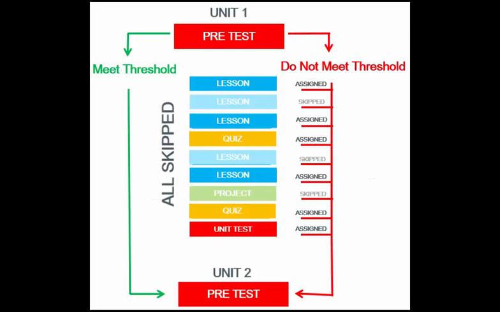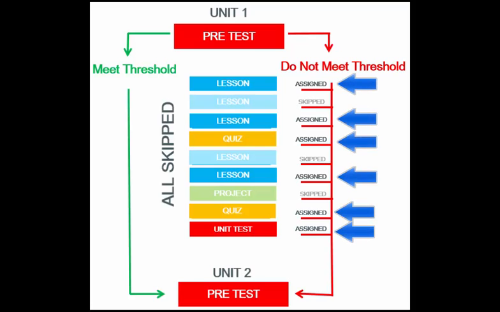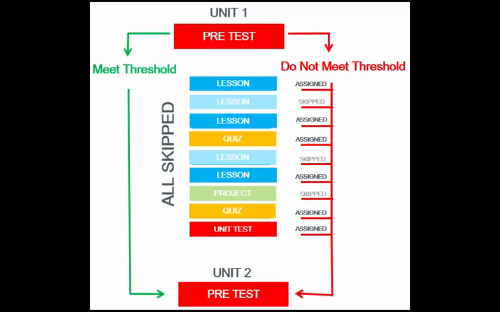When a course enrollment is made in the CRX mode with Flex, any student who does not achieve the CRX Pass Threshold on a unit pretest will only be given the assignments in that unit associated with questions answered incorrectly from the pretest. The assignments in the unit that correspond to questions correctly answered on the pretest are automatically skipped.